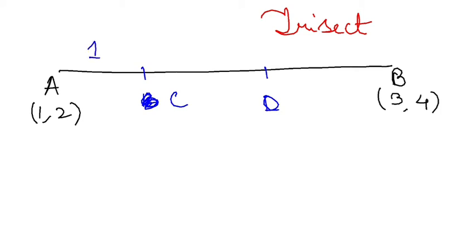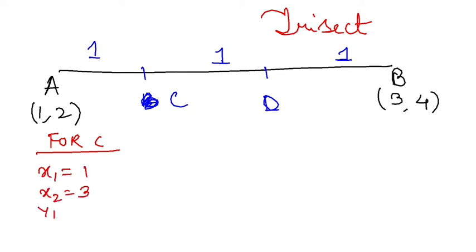So what I can do is write the ratio 1 is to 1 is to 1. Now to find the coordinates of C as well as the coordinates of D. When you find the coordinates of C, what is my x1? 1. What is my x2? 3. What is my y1? 2. What is my y2? 4. I am considering C only. You can skip D now. So for C, what is my m? This part, 1. And what is my n?